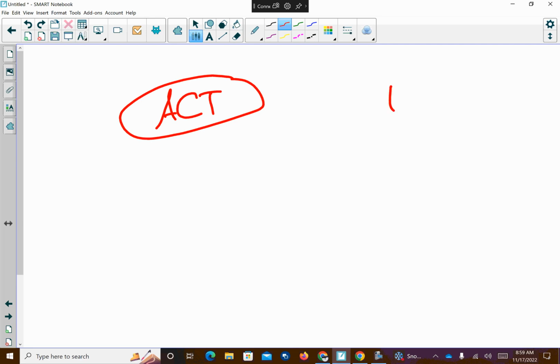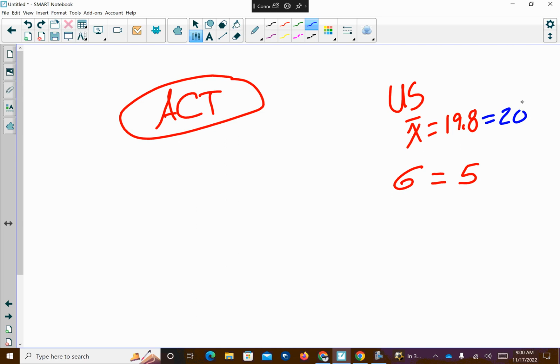Did it tell you the standard deviation? Or maybe type in, what is the standard deviation of the ACT? 5. All right. So just for simpler purposes, let's just round 19.8 to 20. Is that okay? All right. So we're just going to round this to 20 just to make this look a little nicer for us.